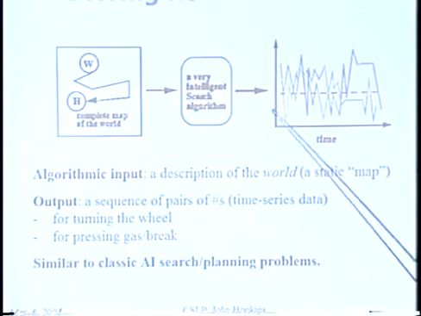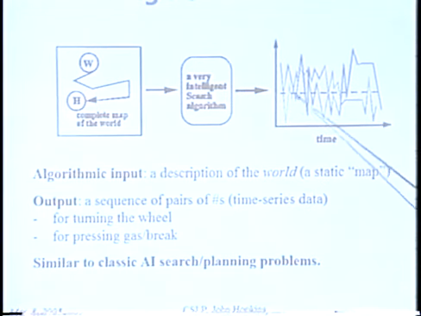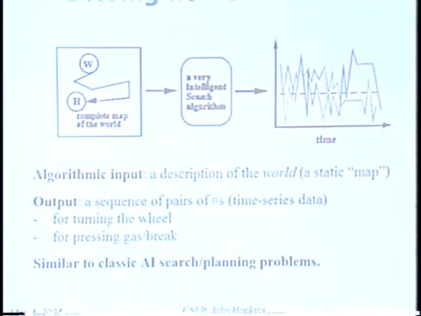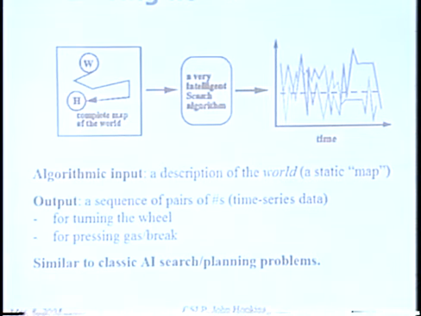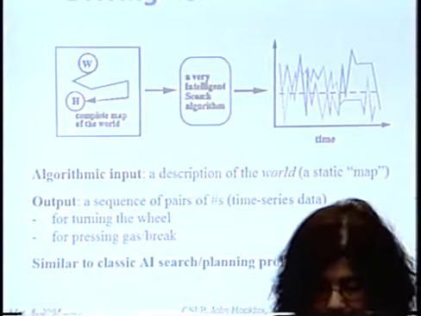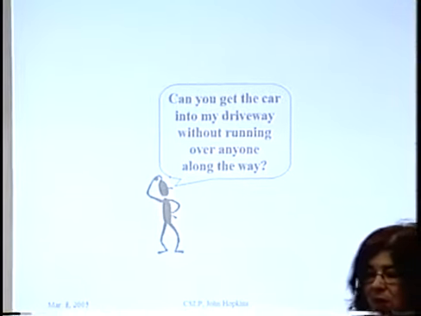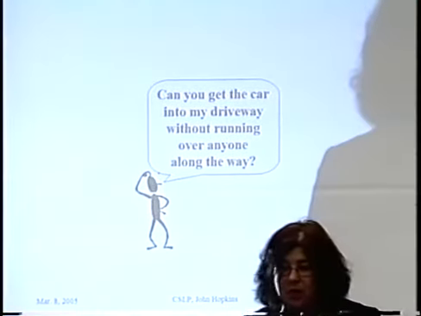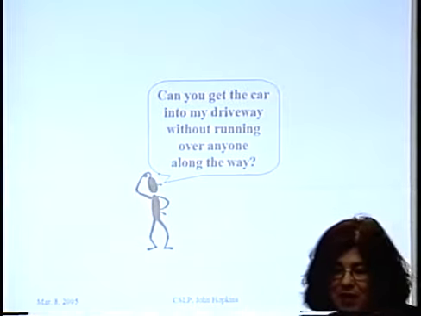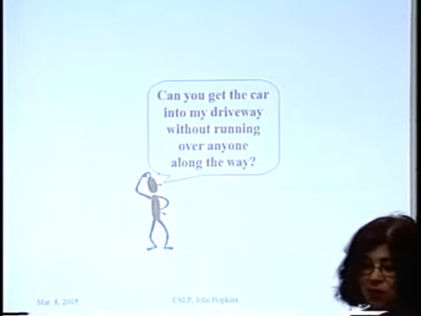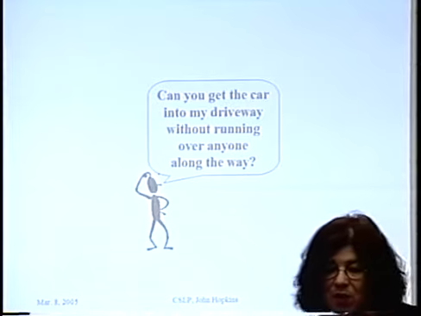And between them, if you were to feed these to a car, the way you feed tapes to a player piano to tell it how to strike the keys, it will actually be able to get you from your work to your house by executing these series of signals for the wheel and the brake. So this is standard for classic AI search and planning problems. Okay? But remember, we're not talking about driving in the real world. We want that algorithm to get the car into your driveway without running over anyone along the way.